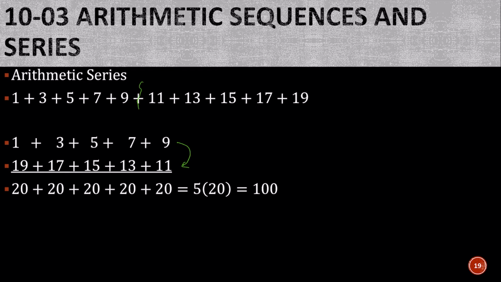Well, that's interesting. So what did we do? Well, that was the first term and the last term, and the number of times that we have that is half of n. So it'll be n over 2 times the first term plus the last term.